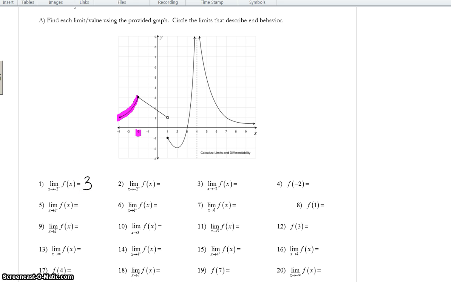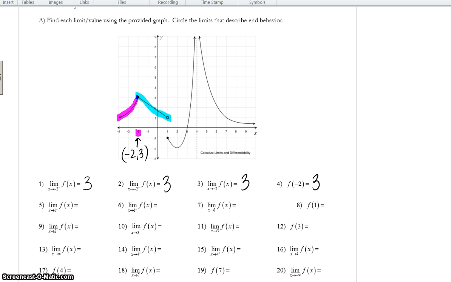And as x approaches -2 from the right, f of x also approaches 3, which means the limit as x approaches -2 of f of x is 3, because the left-hand and right-hand limits are the same. And f of -2 is 3. That point is (-2, 3).